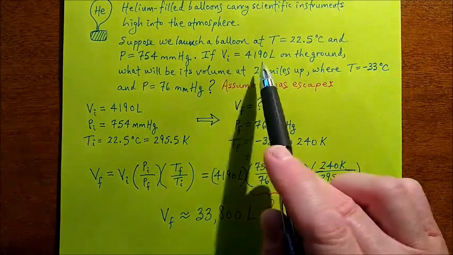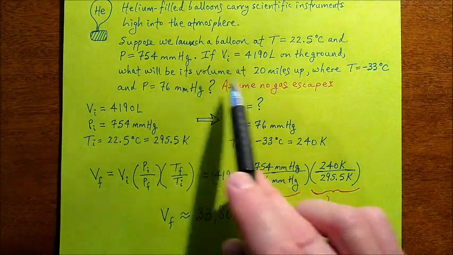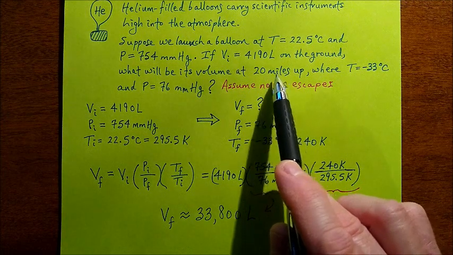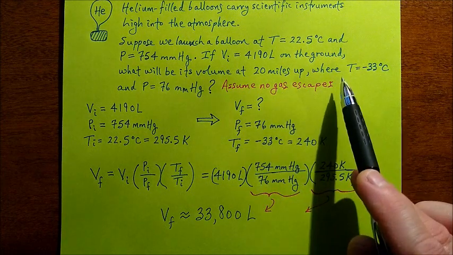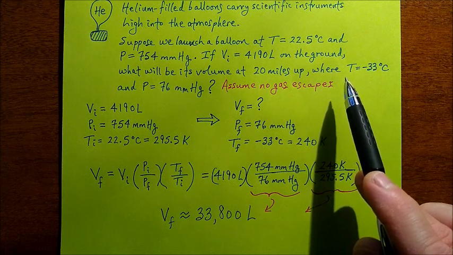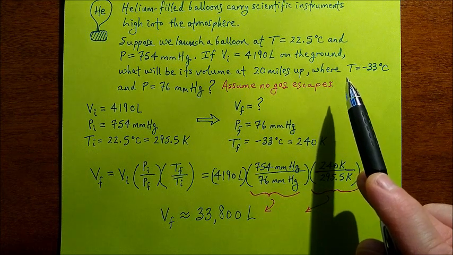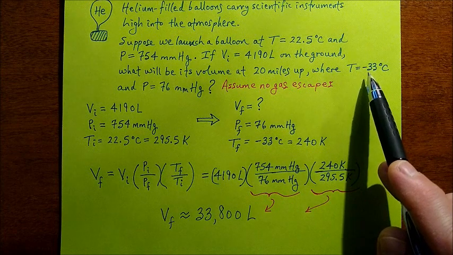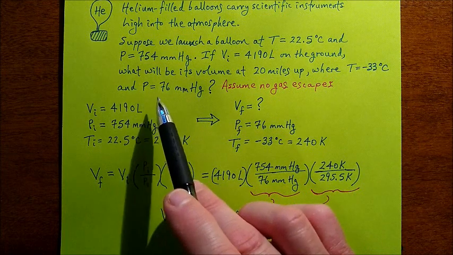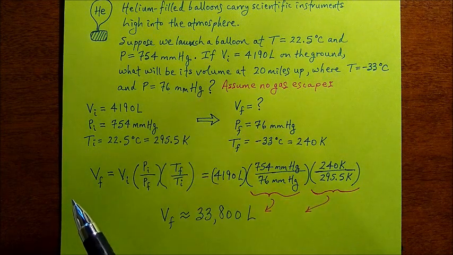Let's say the initial volume of the balloon is still large, 4,190 liters. What will be its volume as it rises to 20 miles up? Now, altitude is not part of the equation, but if you've ever traveled high up into the Rocky Mountains or any mountain range, you know it gets very cold at high altitude. That's because the air is less dense up there, so the temperature drops. It'll be very cold, negative 33 degrees C, let's say, at the high altitude, and the pressure will be very low. It drops by a factor of 10, down to 76 millimeters of mercury.